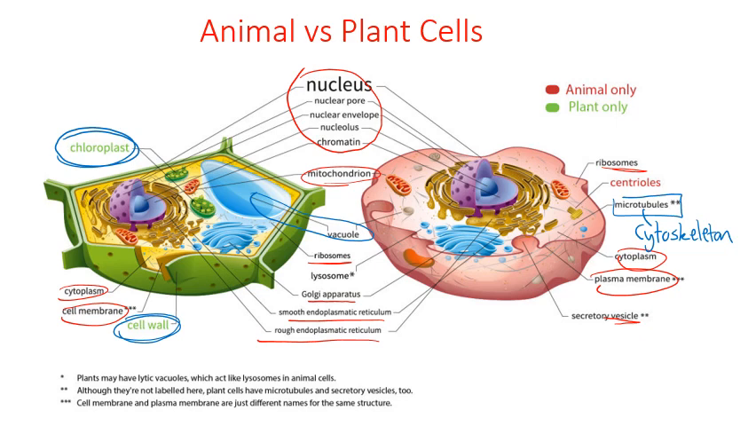So it's really about plants having those few extra organelles that help them to do their photosynthesis job and to help them to maintain their structure with their cell wall. Okay, that's all the organelles in eukaryotic cells.